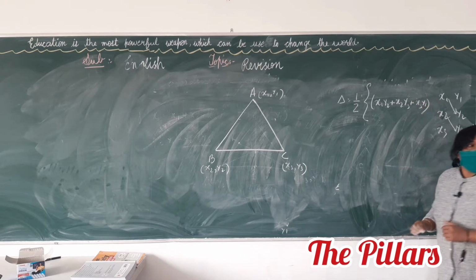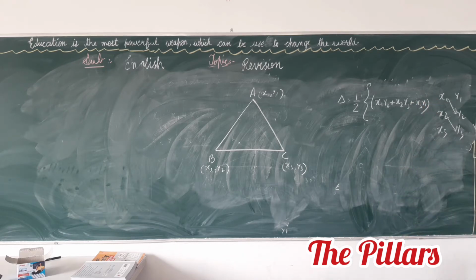Is it clear to everyone? Start from here. Don't start from here, otherwise the formula will be wrong. Okay, start from your extreme left. Leave this. Come to the second one. x1, y2, x2, y3, and what is left with you? x3, y1. Okay, minus.